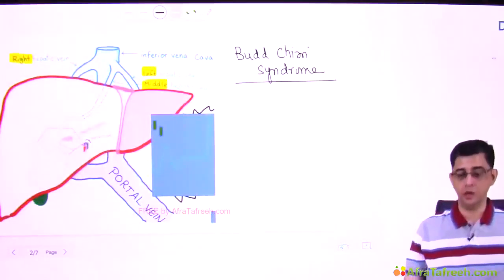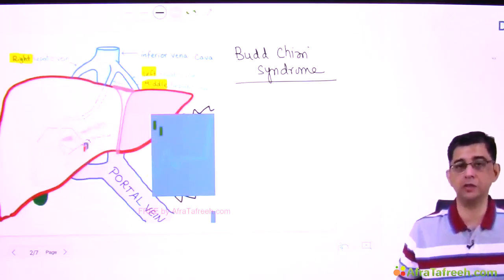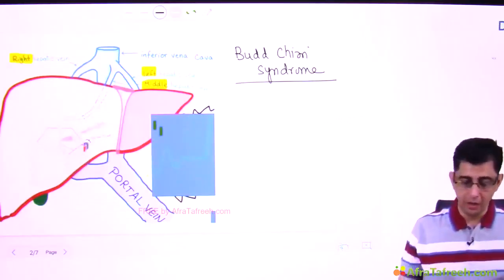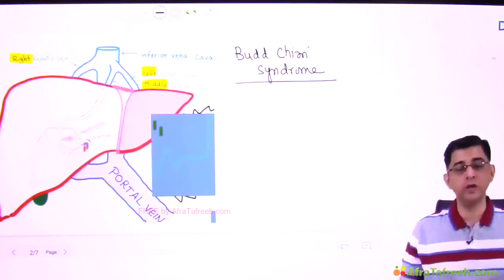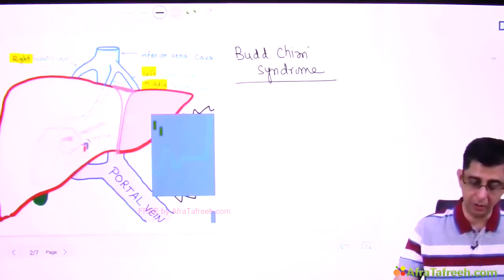This happens to be a disorder which can contribute to acute abdomen as a presentation. Mostly the patient will be having a right upper quadrant pain. So let's quickly understand why you would have Budd-Chiari syndrome and what manifestations would occur in the patient.